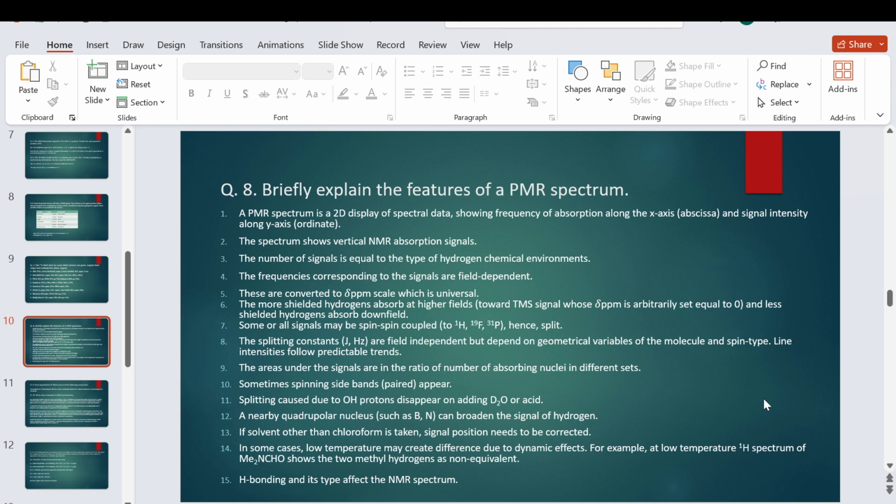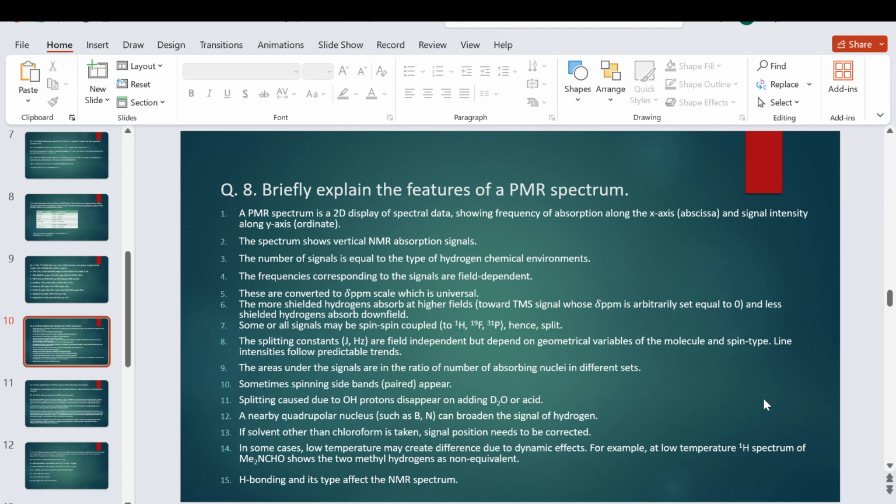Splitting caused due to OH protons disappears on adding D2O or acid due to fast chemical exchange. A nearby quadrupolar nucleus such as boron or nitrogen-14 can broaden the signal of hydrogen. If a solvent other than chloroform is taken, the signal position needs to be corrected. Solvent correction. In some cases, low temperature may create differences due to dynamic effects.